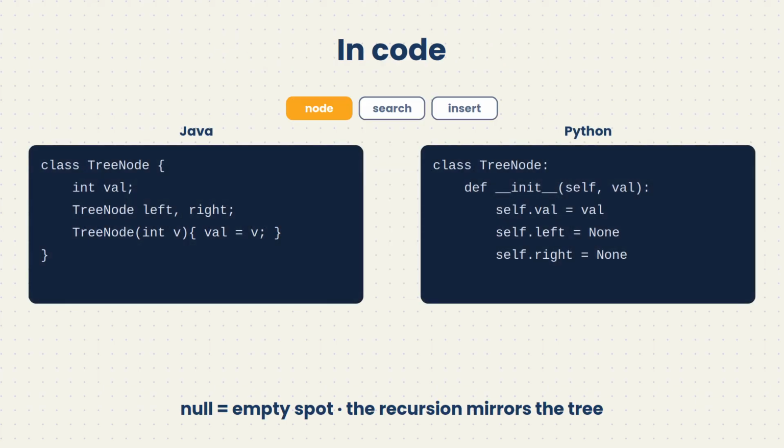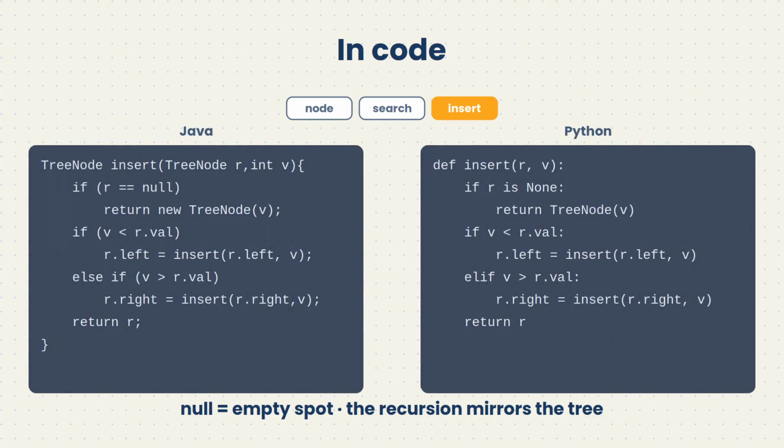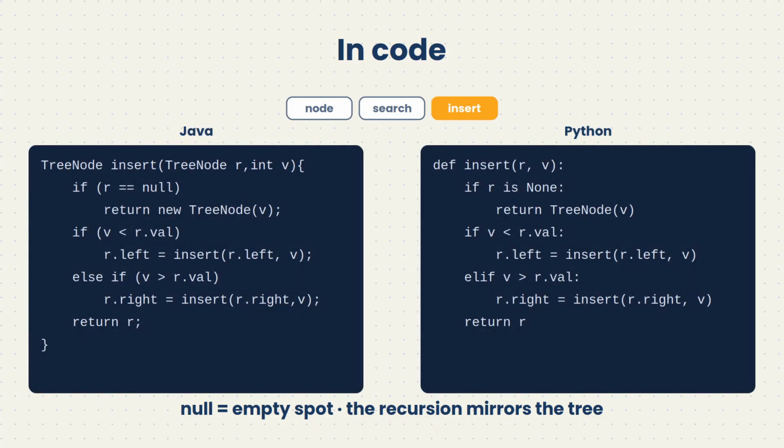In code, the structure mirrors the idea. A node holds a value and two links, left and right, each starting null. To search, recurse. Empty means not found, a match means found, otherwise compare and go left or right. To insert, the same shape: if the spot is empty, create the node, otherwise compare and recurse down. Notice how the code follows the tree. Every call just steps into one smaller subtree.